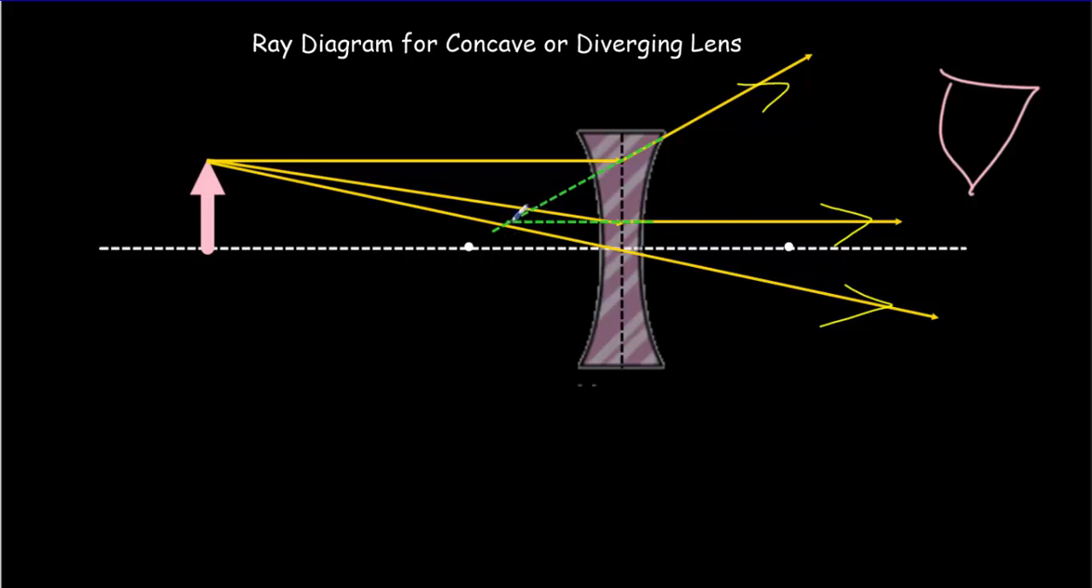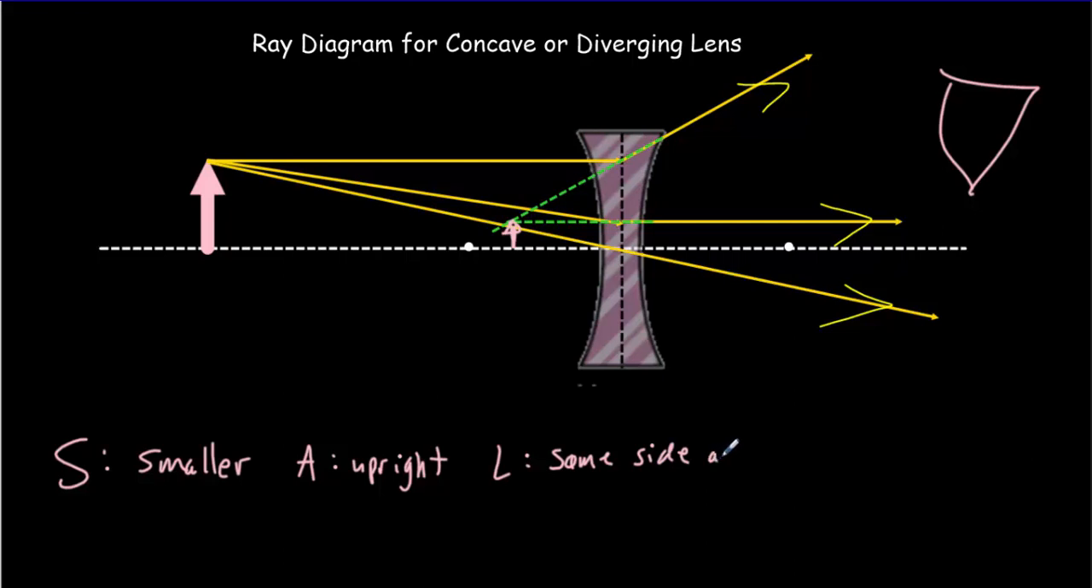So the image would be right here, and we can characterize that again. The size would be smaller, the attitude would be upright, the location same side as object, and in this case it's in front of the focal point, meaning it's closer to the lens than the focal point is. And the type would be virtual. The brain was reconstructing there. These are dotted lines. There's no real light at that point. It's a virtual image.